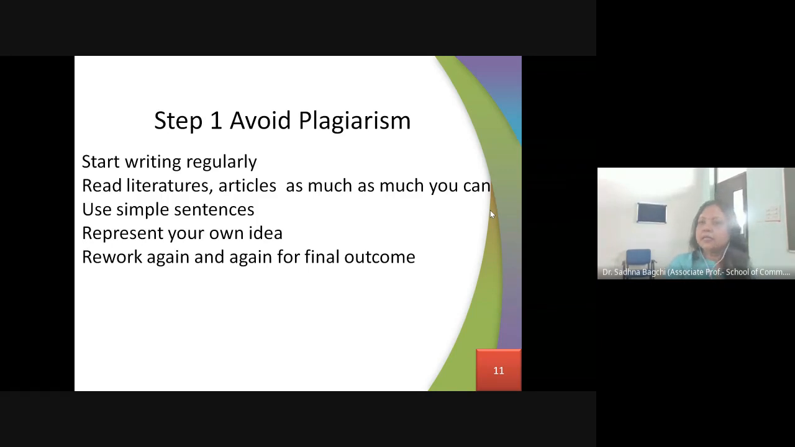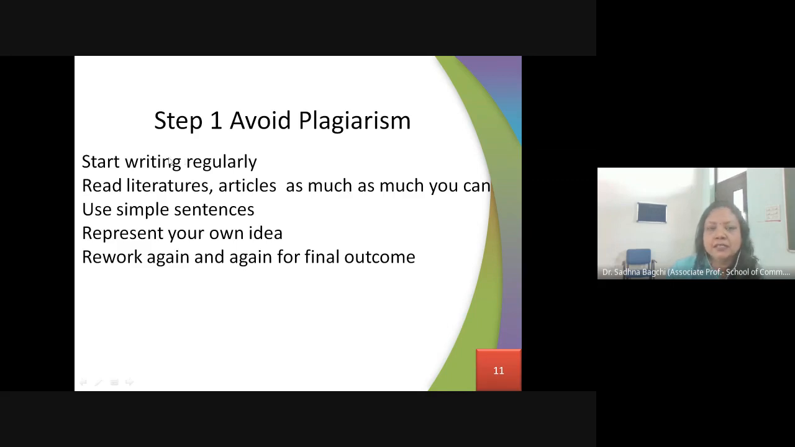So start writing regularly. If you start writing regularly, your paper will not have a plagiarism issue. You read more and write less, meaning for writing 10 sentences, you read 10 papers. Naturally the volume of reading is more and the writing is less. But plagiarism is not an issue here, because you are reading something and then writing in your own words. That is, start writing regularly.